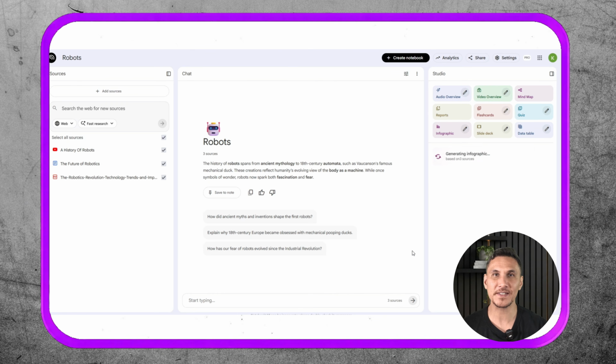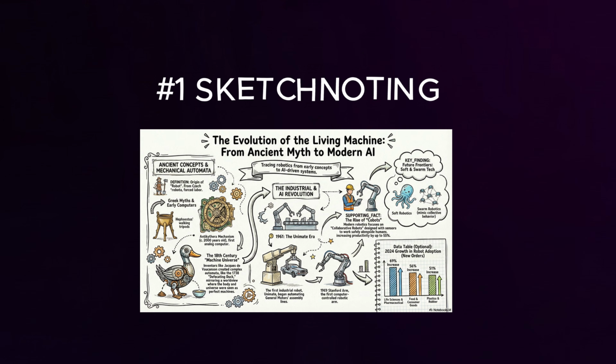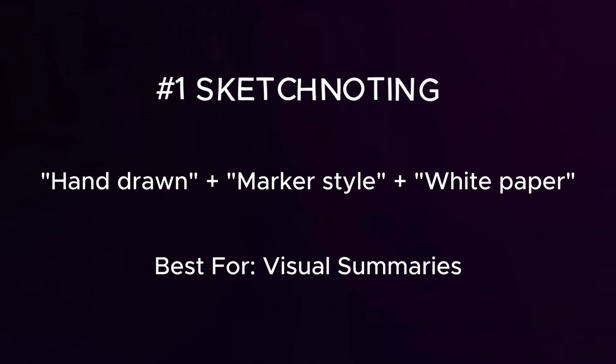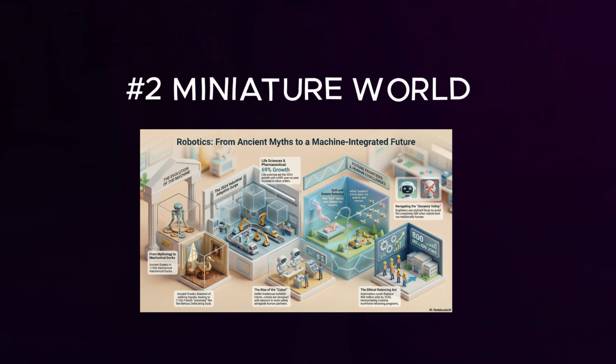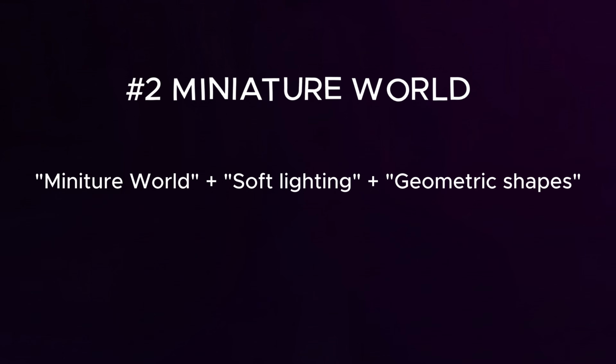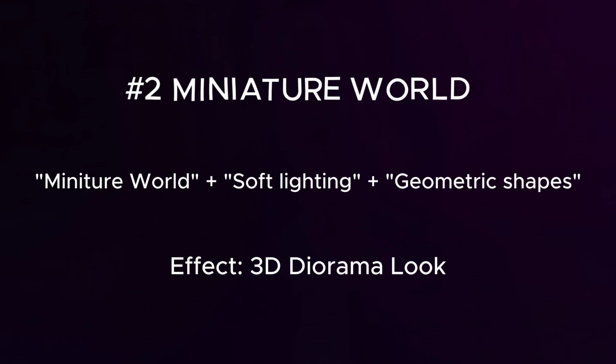Here are a few specific style prompts that work well for educational content. Number 1 is sketchnoting. Use keywords like hand-drawn marker style on white paper. This mimics visual notes and is excellent for summaries. Number 2 is miniature world. Try this prompt. Miniature world look with soft lighting and geometric shapes. This creates a 3D diorama effect that makes abstract data look tactile.